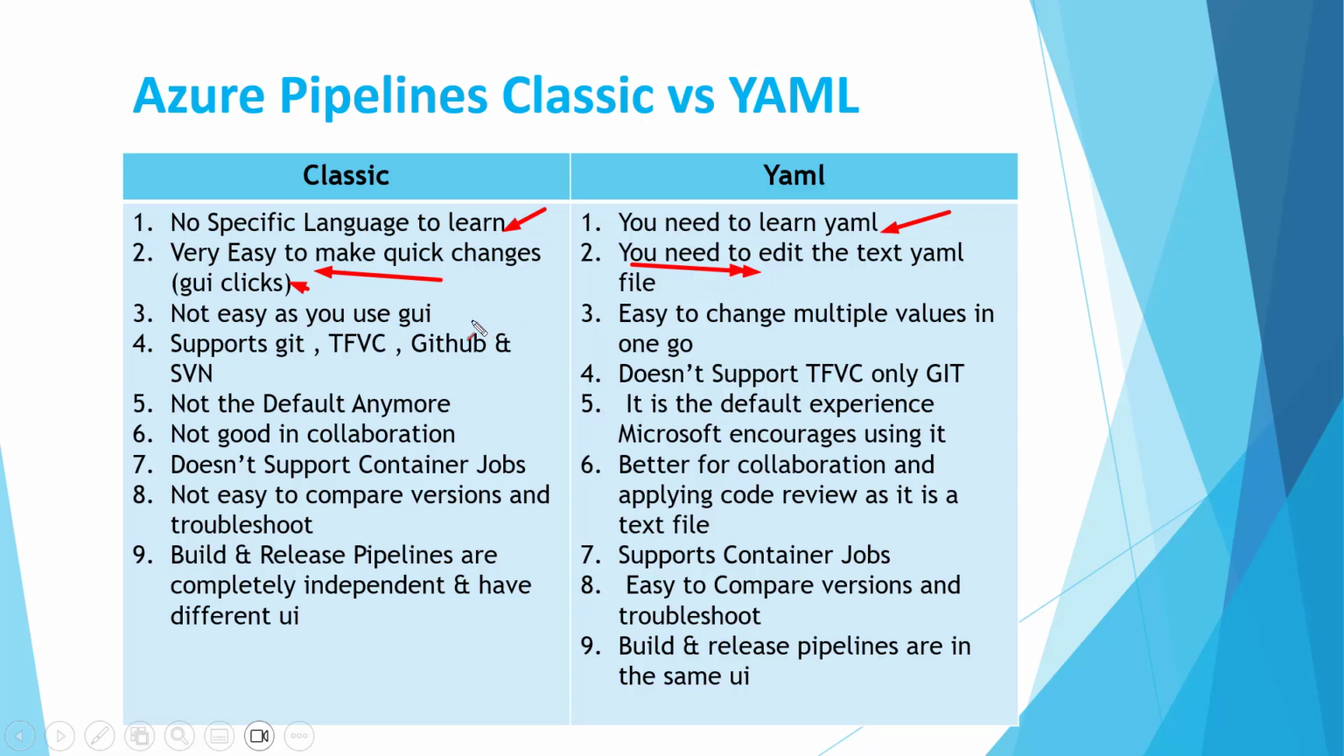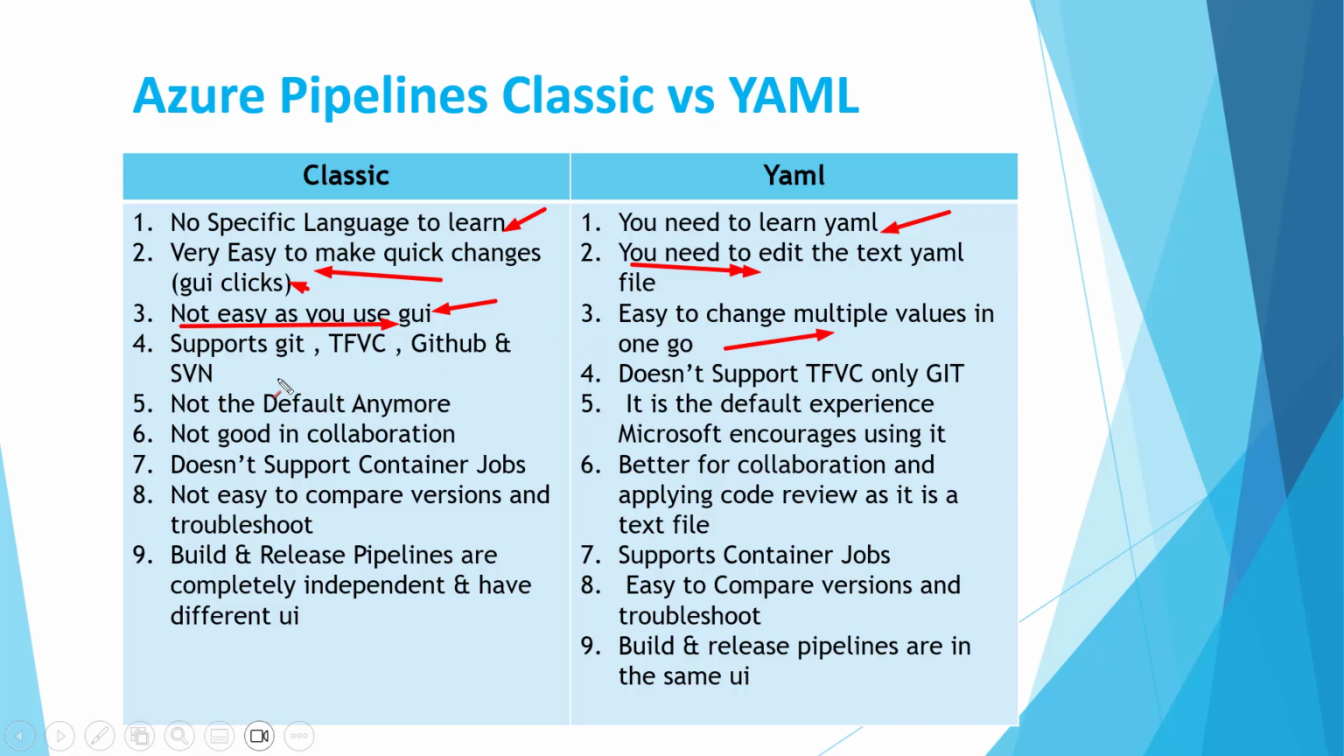The third difference: it's not easy to make multiple changes in the GUI. But in the YAML pipeline, you can replace and copy-paste a lot of tasks and make an easy change for multiple values in one go. So if you want to change multiple values, make a script to generate your YAML file; it's better to use YAML. But if you want to make a lot of replacements, it will not be easy in the GUI.